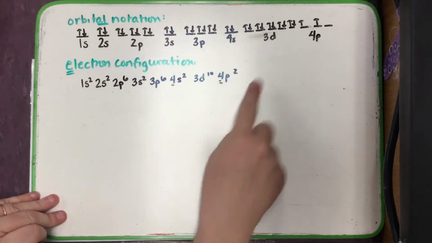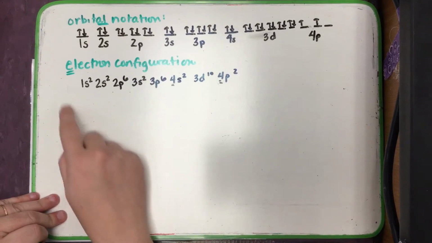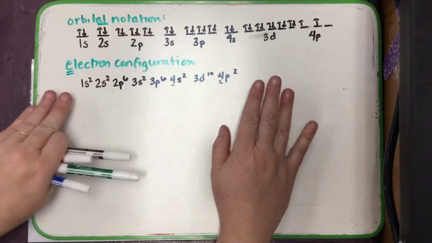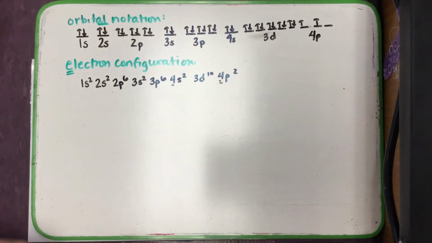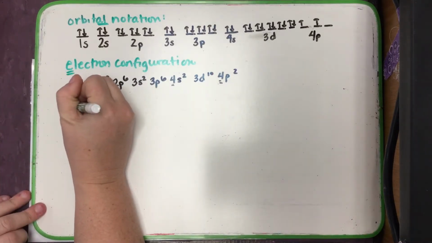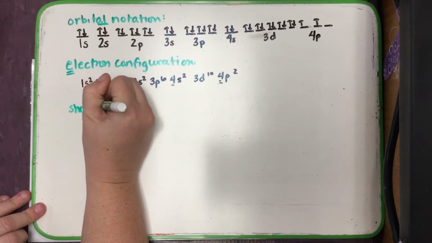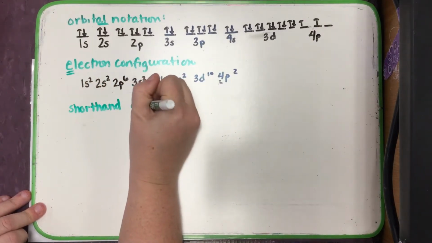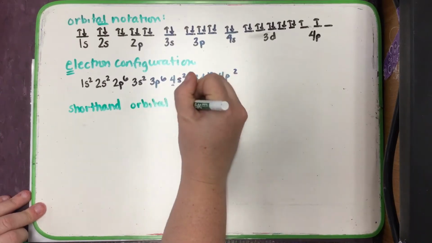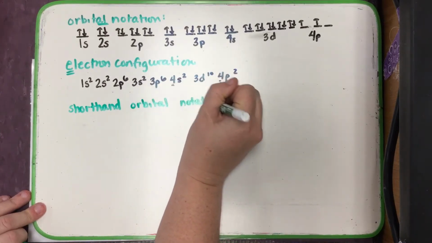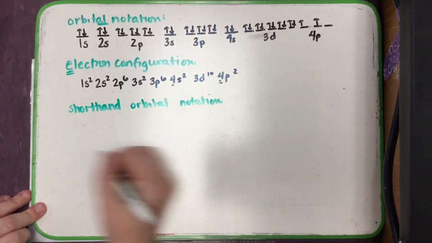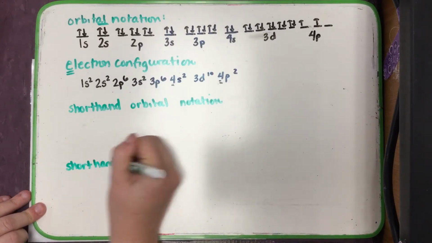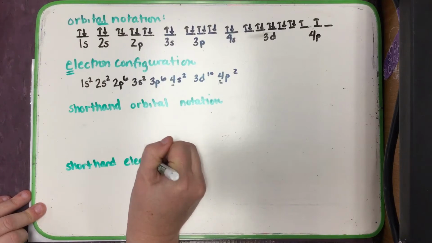Now, this is definitely shorter than this. It doesn't require all those arrows to be drawn, but it's still a lot of subshells to write out. So the other thing we can do to either one of those representations is what you're going to have some practice working on today. And it's called a shorthand orbital notation or a shorthand electron configuration.